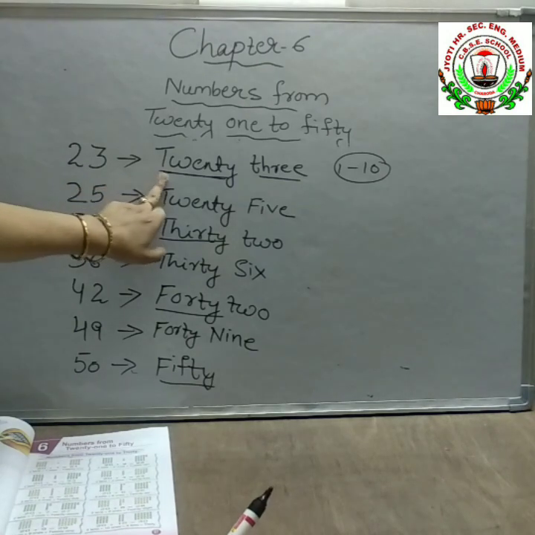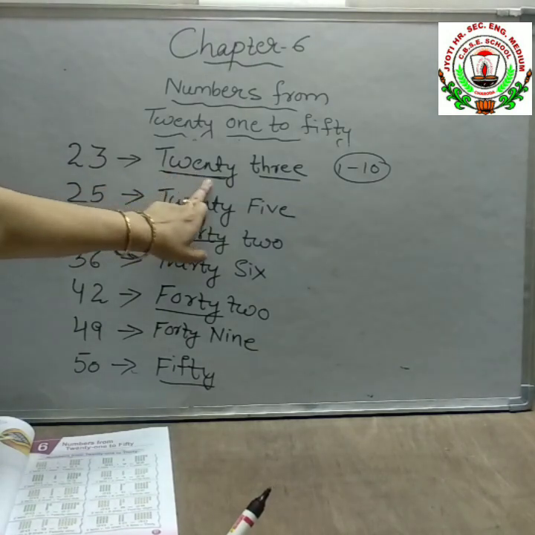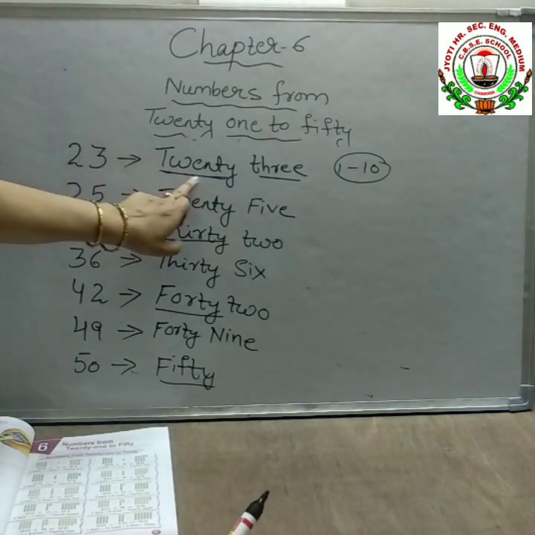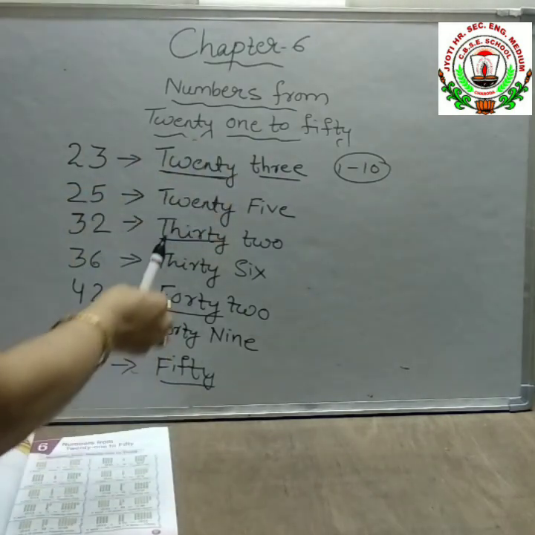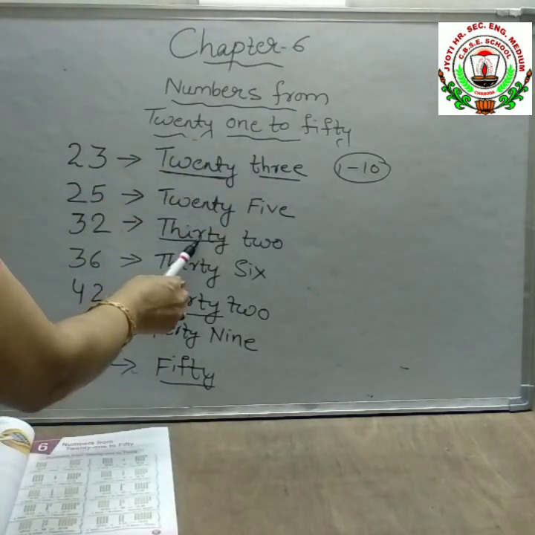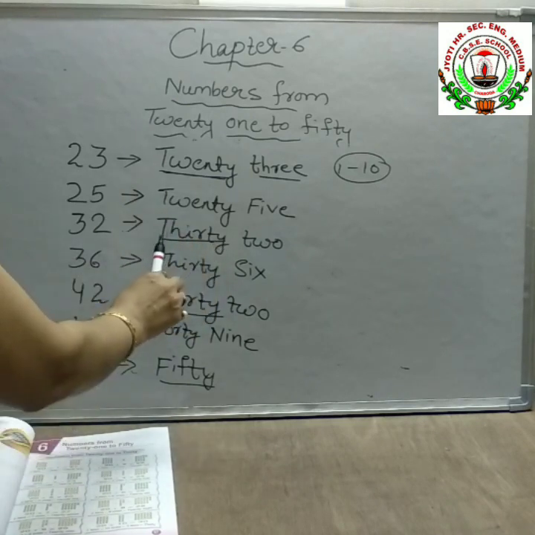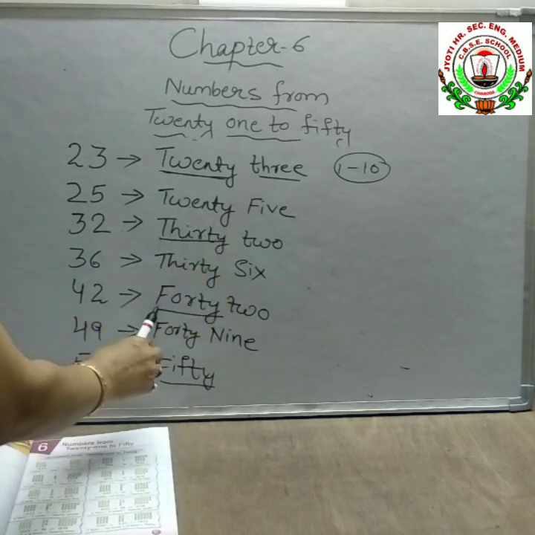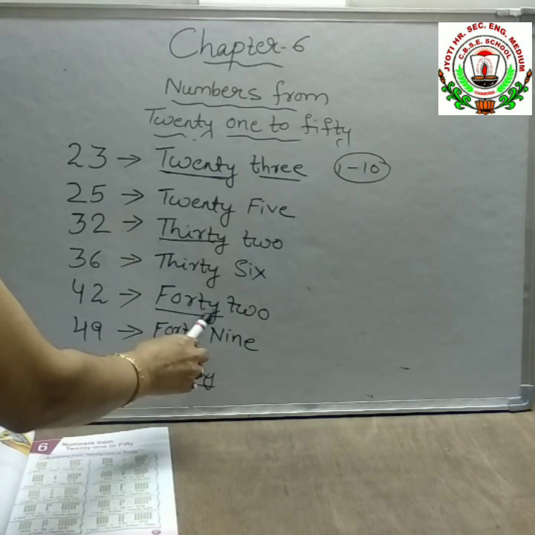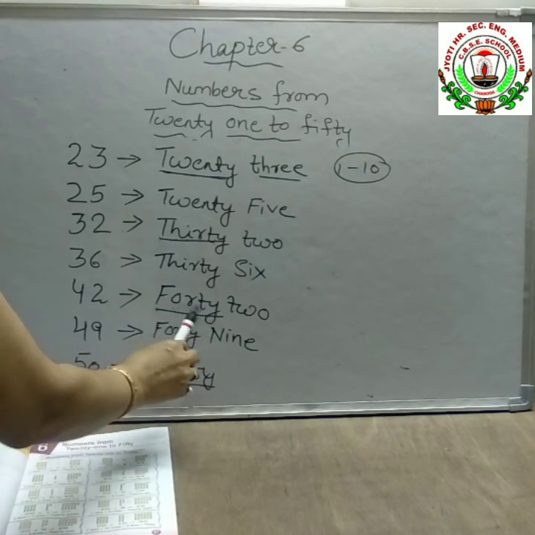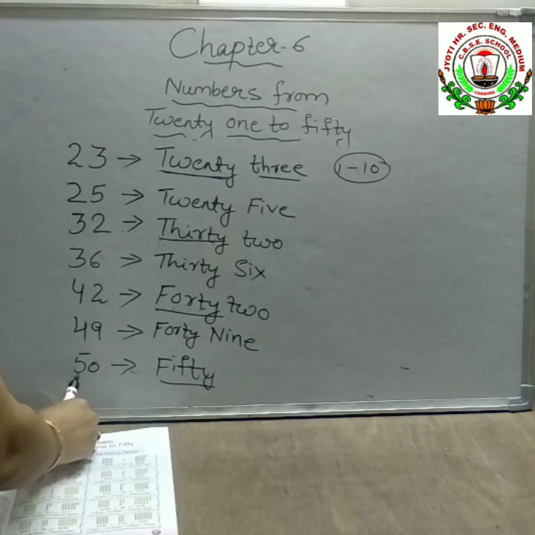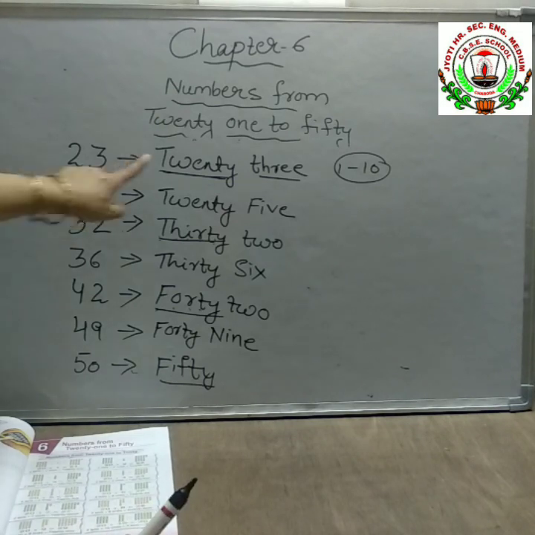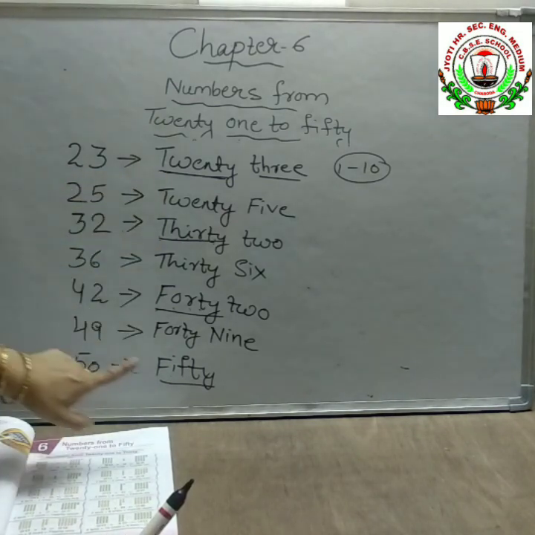Today I have told you the spelling of 20. T-W-E-N-T-Y, 20. What is the spelling of 20, student? T-W-E-N-T-Y, 20. What is the spelling of 30? T-H-I-R-T-Y, 30. What is the spelling of 40? F-O-R-T-Y, 40. Spelling of 50? F-I-F-T-Y, 50. So student, learn this spelling of 20, 30, 40, 50.